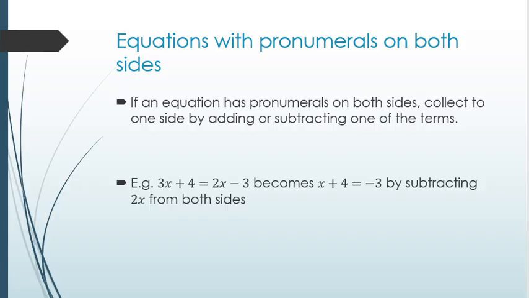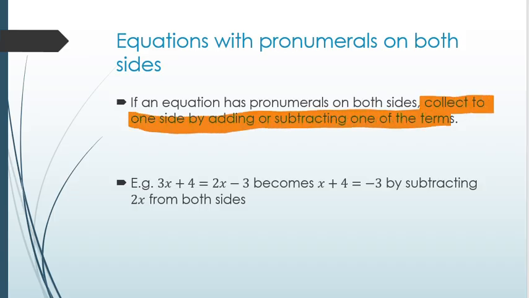If an equation has polynomials on both sides, collect to one side by adding or subtracting one of the terms. This is important. Okay, collect to one side by adding or subtracting one of the terms. Okay, that's the key point right there. I will show you what happens here.